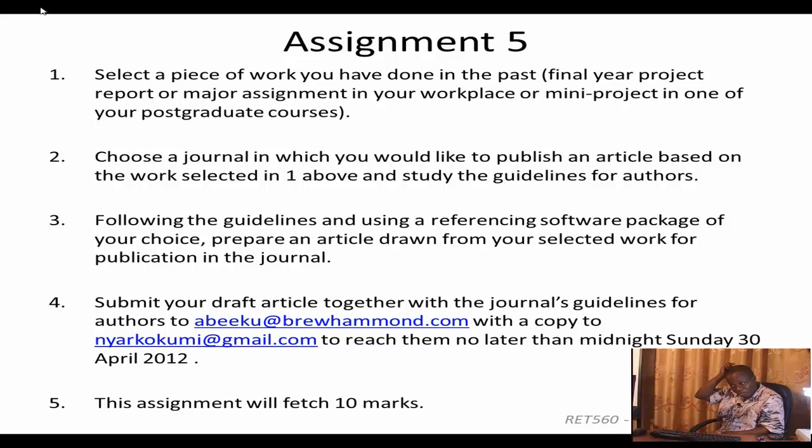The assignment for this unit would be to select a piece of work that you have done in the past, either a final year project report or a major assignment in your workplace or some mini project you have done as part of one of your postgraduate courses. Then choose a journal in which you would like to publish an article based on the work selected, that is your final year project or something from your workplace, and study the guidelines for authors. Following the guidelines and using a referencing software package of your choice, prepare an article drawn from your selected work for publication in the journal.